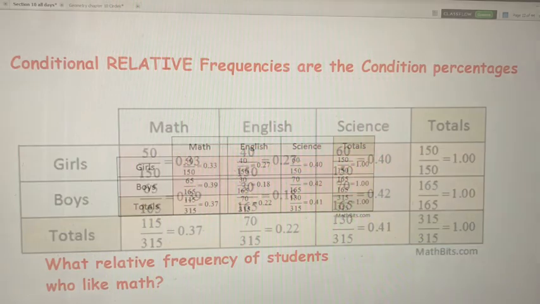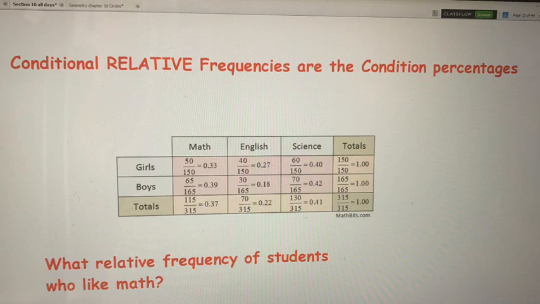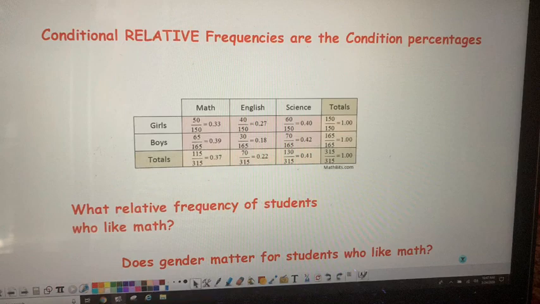But what are those percentages? Well, those percentages are called conditional relative frequencies. So I can tell that 33% of all the girls surveyed like math. 42% of all the boys surveyed like science. So I'm looking at this and I can see that of the boys surveyed, 39% liked math better than the girls liked math.